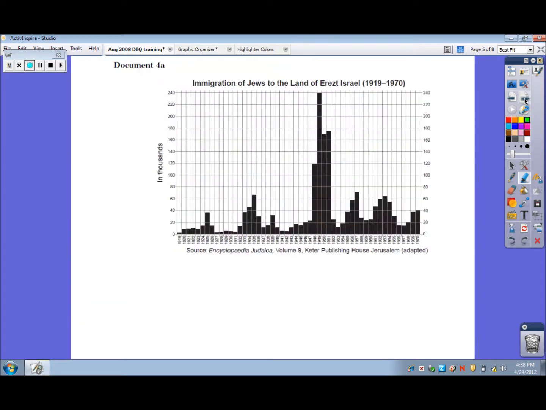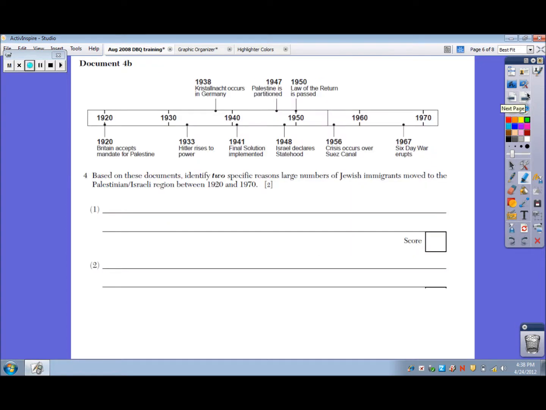Let's do this one together. 4A and 4B go together. So these two documents are on the same page, and 4A is a chart here. Now we're moving on to Jews, and the Jews moving to Israel and Palestine. So you look at a chart here and a timeline here. Let's go ahead and read the question together, and you should pick up your pink highlighter. Question 4 says, based on these documents, identify 2 specific reasons large numbers of Jewish immigrants moved to Palestine-Israel region between 1920 and 1970. So you're looking for 2 specific reasons.